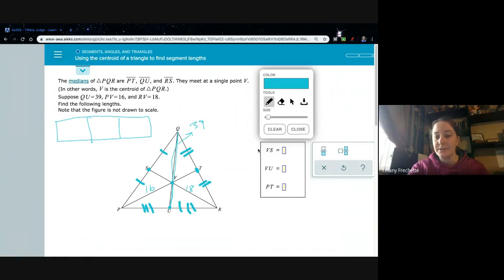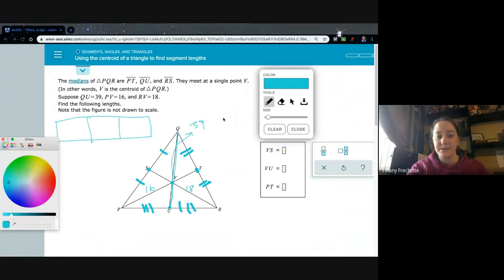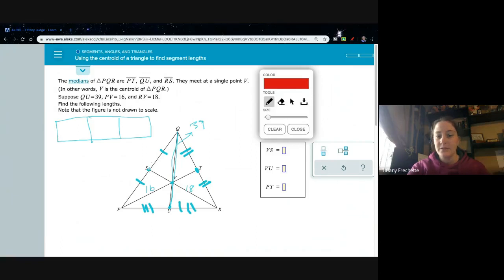So first they want us to find VS, and I'm going to switch this up to be, let's go with red for this first one. So they want us to find VS, which is this length here. This is the shorter one, and I know it's the shorter one because it's going from the centroid to the midpoint of the side. If it's going from a vertex to the centroid, that's the longer piece.